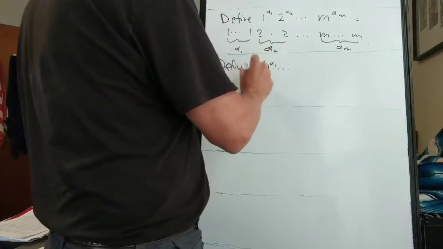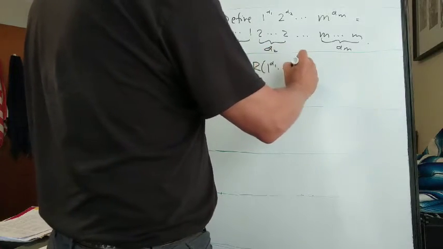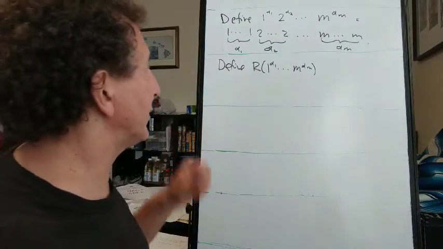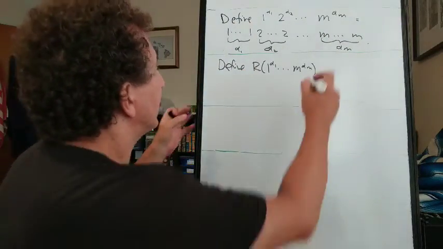And define capital R of 1^α1 ... m^αm to be the set of rearrangements of that word. So this is kind of like the symmetric group is for permutations.